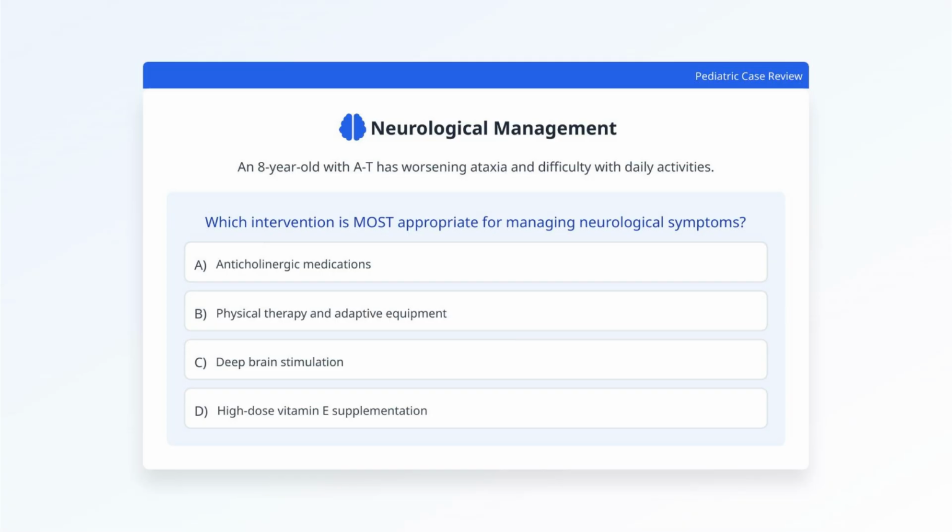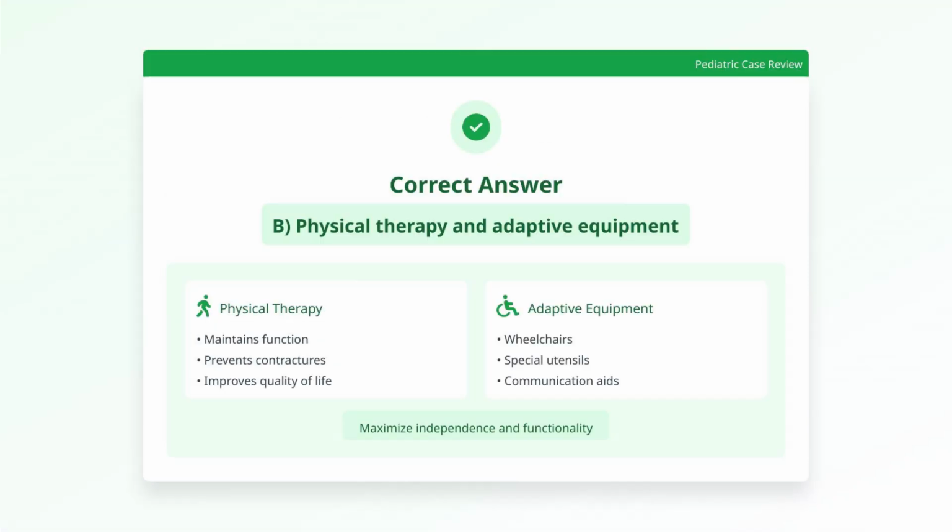An 8-year-old with ataxia telangiectasia has worsening ataxia and difficulty with daily activities. Which intervention is most appropriate for managing the neurological symptoms in this patient? A. Anticholinergic medications. B. Physical therapy and adaptive equipment. C. Deep brain stimulation. D. High-dose vitamin E supplementation. The correct answer is B.